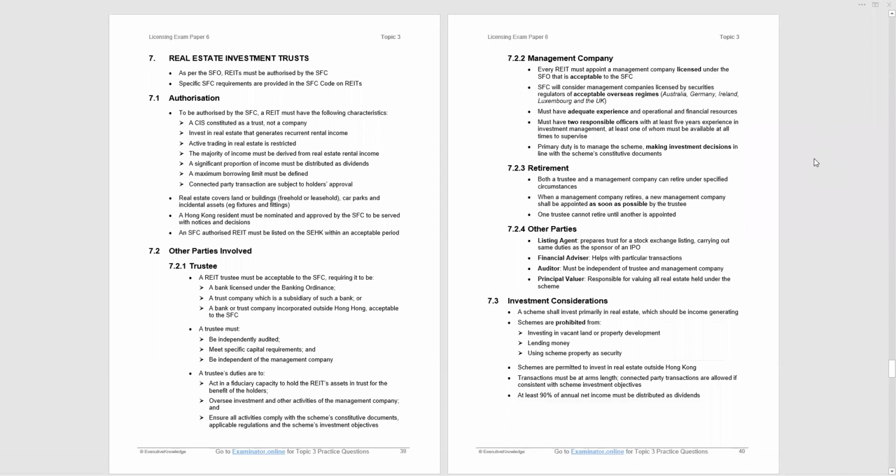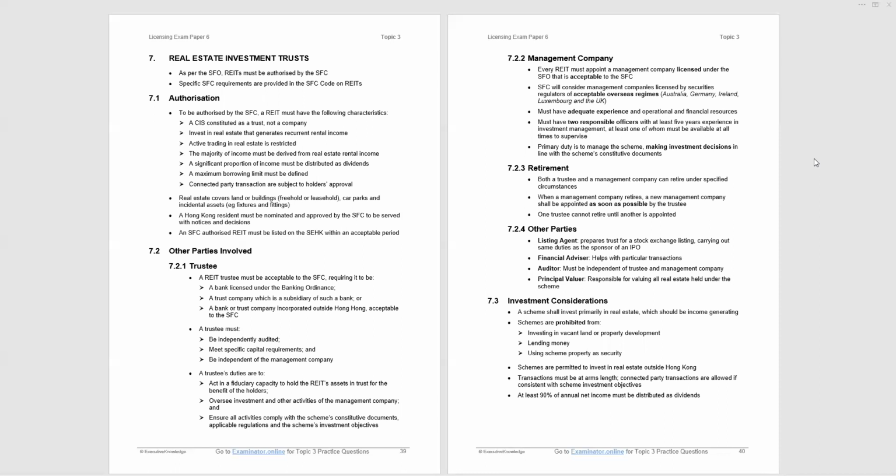Section 7 has quite a bit of material on real estate investment trusts, the authorization of them, and the parties involved. They are trusts, they're not companies. So you're dealing with a trustee, not a custodian. The management company, again, we look at retirement of trustee, management company, and the other agents that are involved: listing agent, financial advisor, auditor, principal valuer.